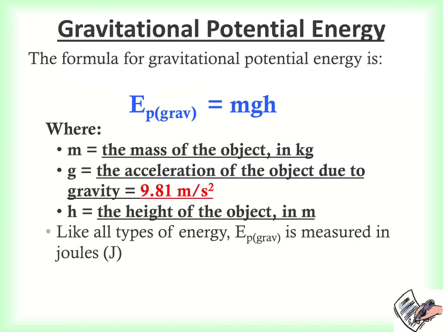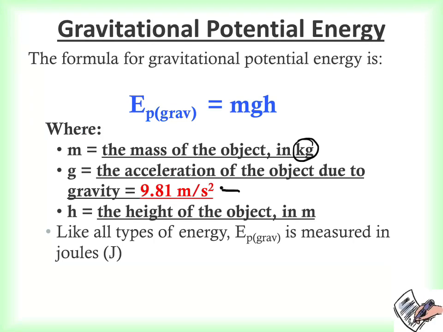So the formula for gravitational potential energy is mgh, okay? M is the mass of the object in kilograms. Please do not forget that, okay? It needs to be in kilograms. G, that's just a constant number. That's acceleration due to gravity.